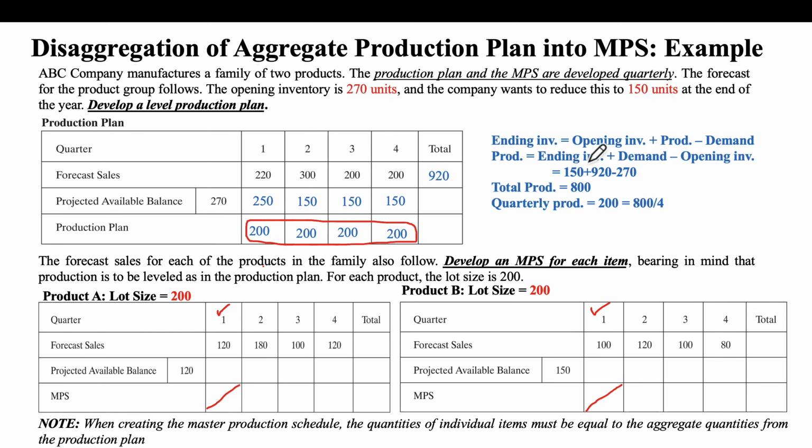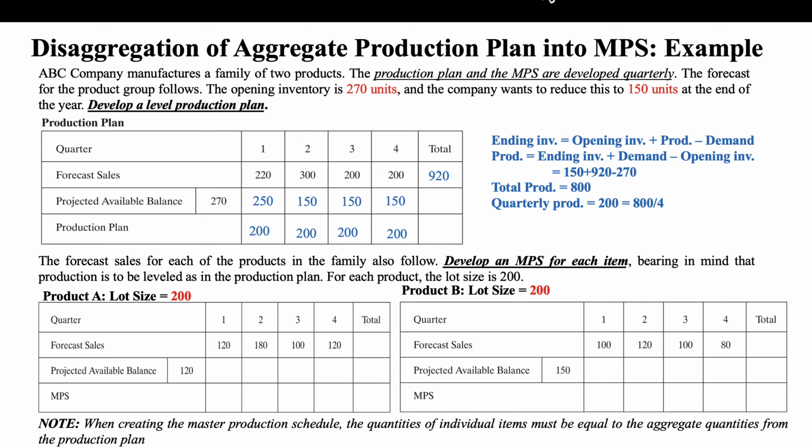The second condition is that ending inventory should be 150 units. So when period number 4, which is the last period, ends, the ending inventory should be 150, which means the combined one. Here, the inventory that's here and the inventory that's here, it should be 150.